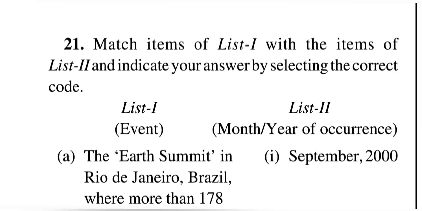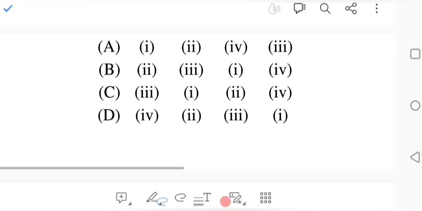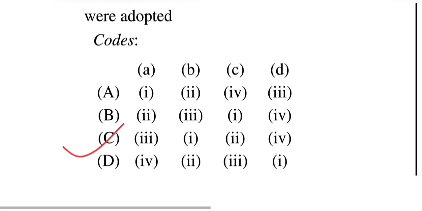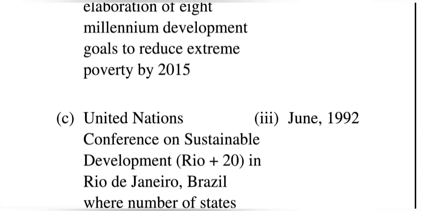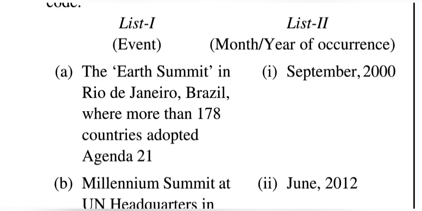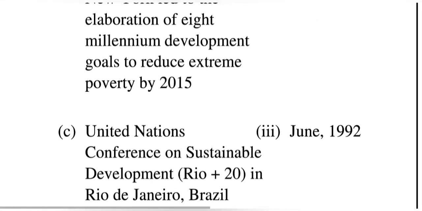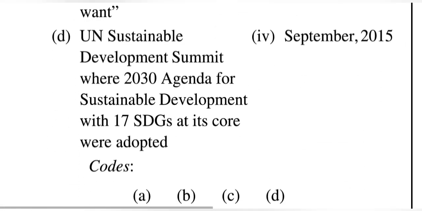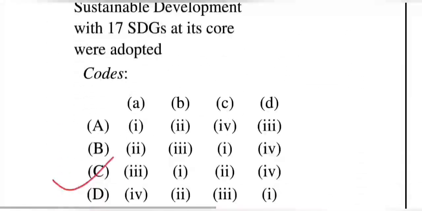Number 21, correct answer will be C. That means A will be related to 3, B1, C2, D4. A3, the Earth Summit, it is related to June 1992. Then B1, Millennium Summit at UN headquarters, it is related to September 2000. Then C2, Rio +20, June 2012. Then D4, UN Sustainable Development Summit with 17 SDGs, that is September 2015. That's all. Now let's move on.